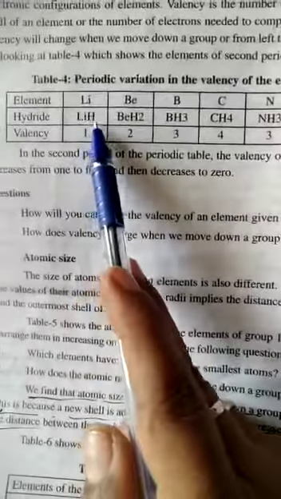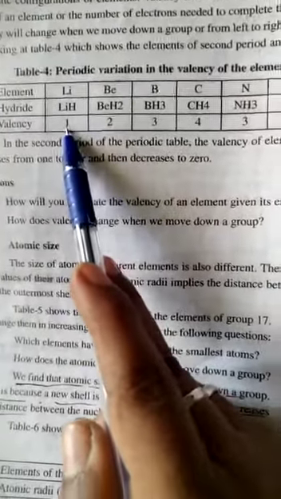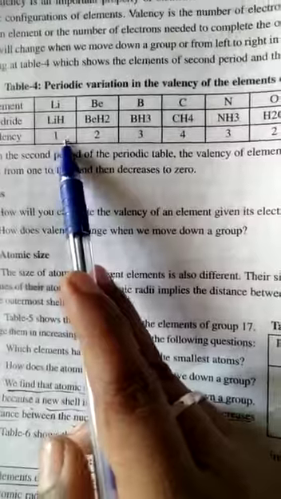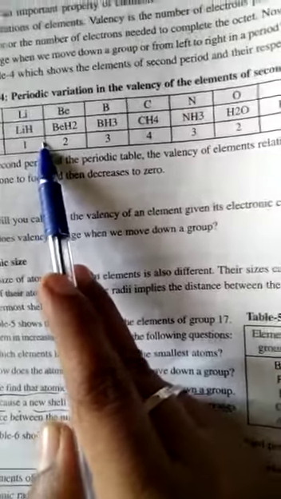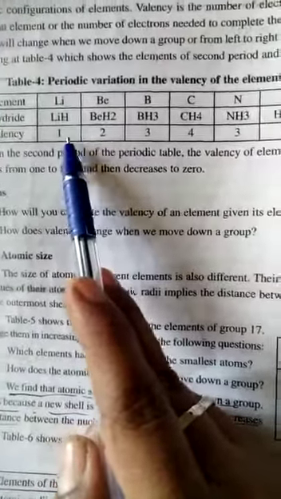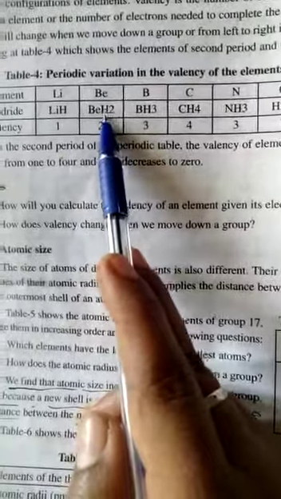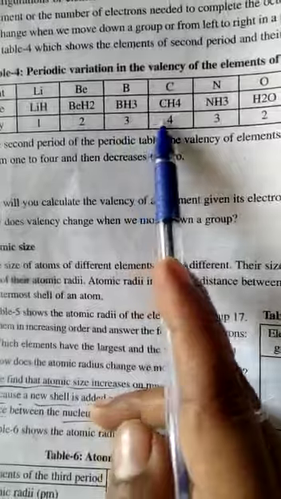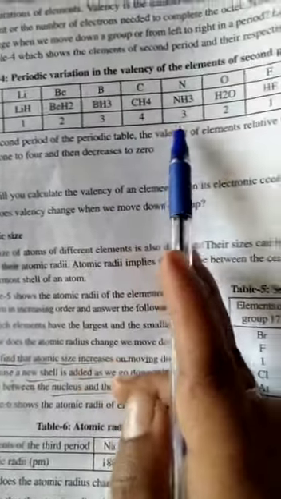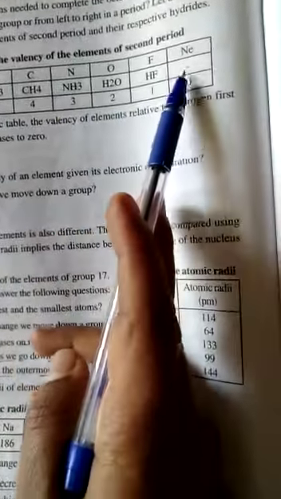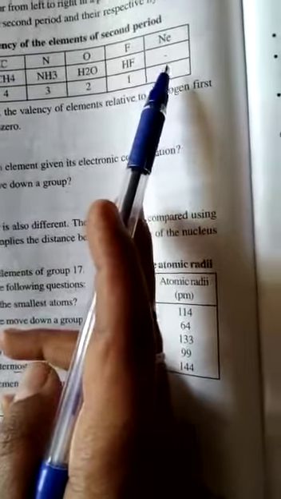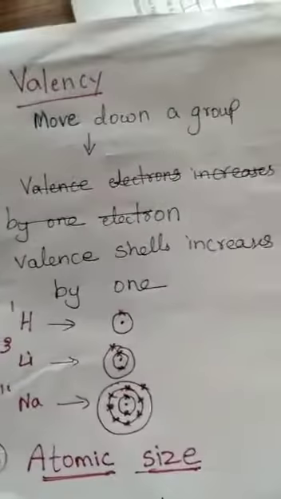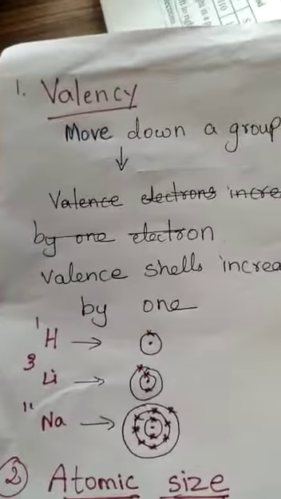For one hydrogen, what is the atomic number? 1, so valence electrons are 1. For 2 hydrogens, 2 valence electrons. 3 hydrogens, 3 valence electrons. 4 hydrogens, 4. Here it is 0 because the octet is filled. We have studied this several times in the 9th class. Now we study the properties of the periodic table.